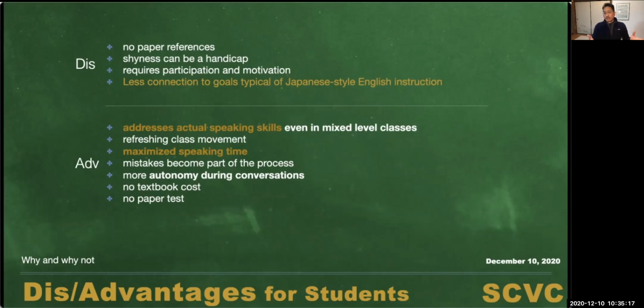Okay. It also requires a little bit more energy, a little bit more participation and motivation, but all of those disadvantages can be leapfrogged very, very easily with the right instruction in the right kind of environment. Now, the advantages are huge. Okay, they're huge. The first one up here is addresses actual speaking skills even in mixed level classes.